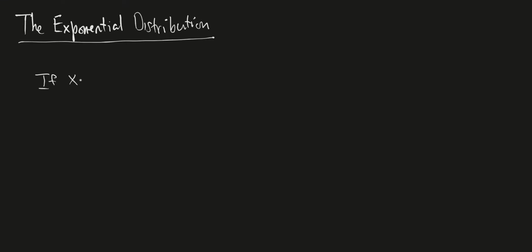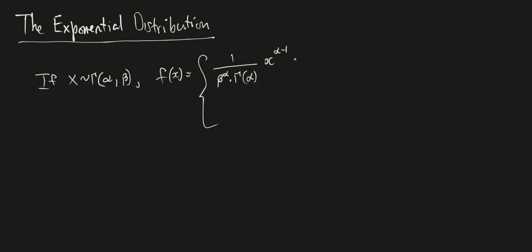So if x is distributed as a gamma distribution with parameters alpha and beta, then its PDF is that fairly complicated function. So we have 1 over beta to the alpha times the gamma of alpha, and we have to know how to evaluate that gamma function. And then we have x to the alpha minus 1, and then times e to the negative x over beta. And this is whenever x is greater than or equal to 0, and then it is 0 otherwise, right?